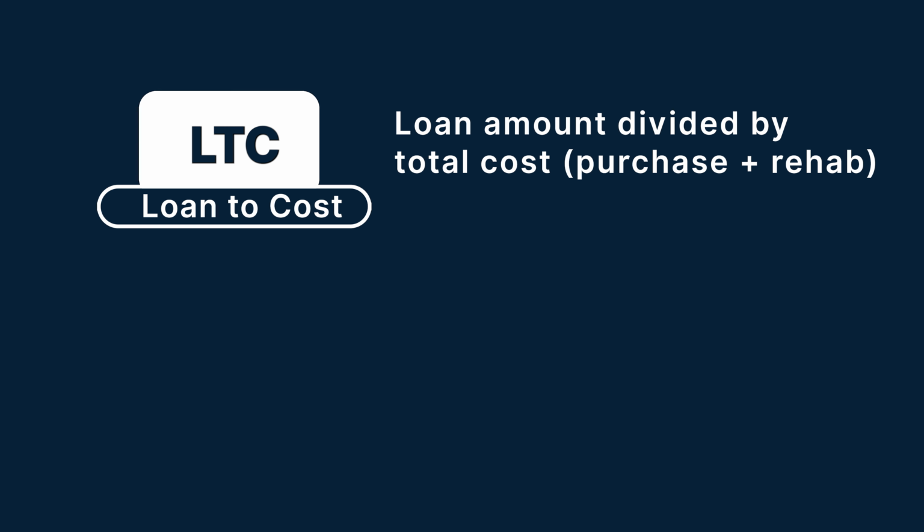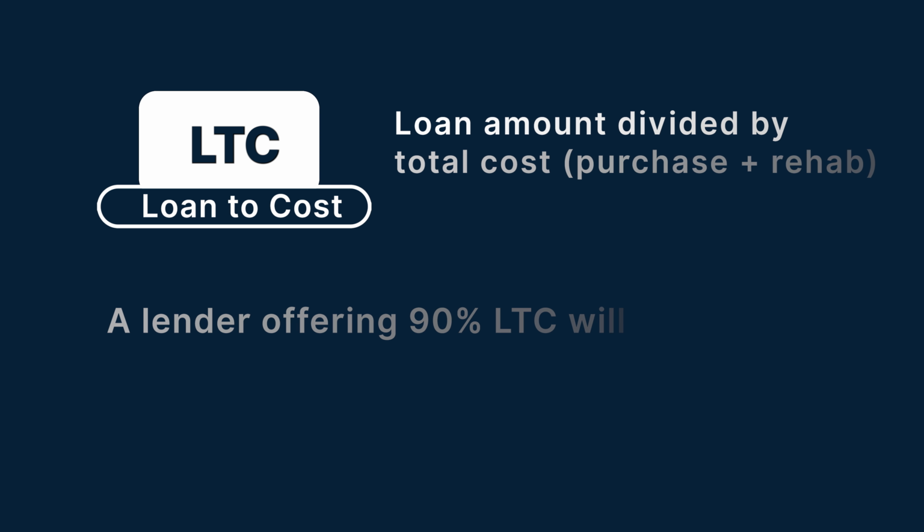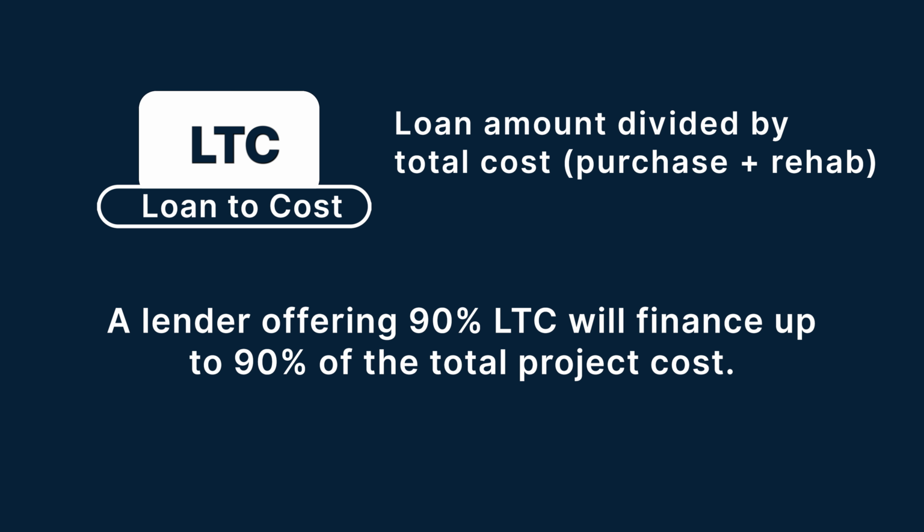So next is LTC, loan to cost. This is your loan amount divided by your total cost basis, purchase price plus rehab budget. This is the ratio that matters the most on bridge loans and fix and flip deals. A lender might say that they'll go up to 90% loan to cost. This means that they'll lend up to 90% of your total project cost.